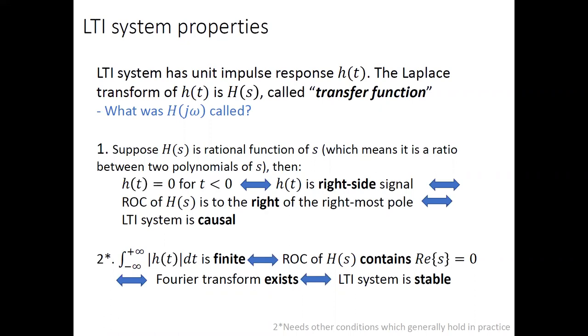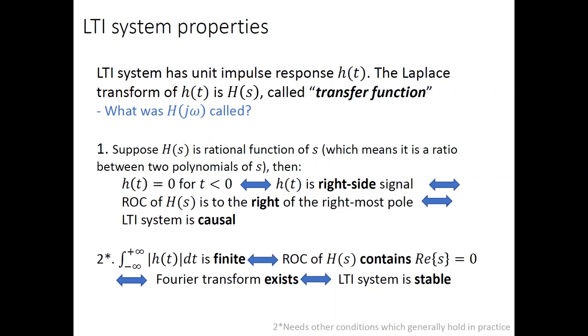And we learned at the beginning when we introduced the Laplace transform that when h of t is a right side signal, then the region of convergence of its Laplace transform is to the right of the rightmost pole. So the Laplace transform of small h of t is capital H of s. Its region of convergence is right side. Because capital H of s may have multiple poles, the ROC must be to the right of the rightmost pole. And all of these statements are equivalent with each other. Therefore, when h is a right side signal, or when the ROC of H is right side, then the LTI system is causal.